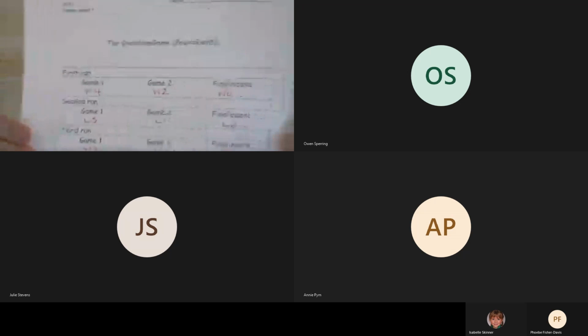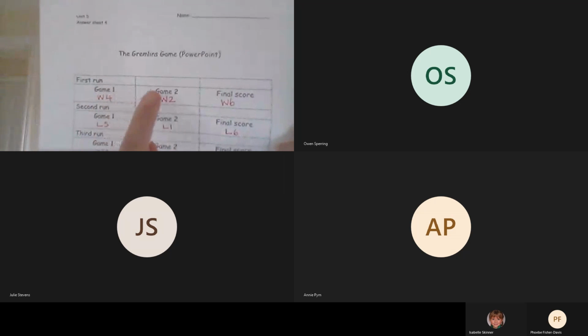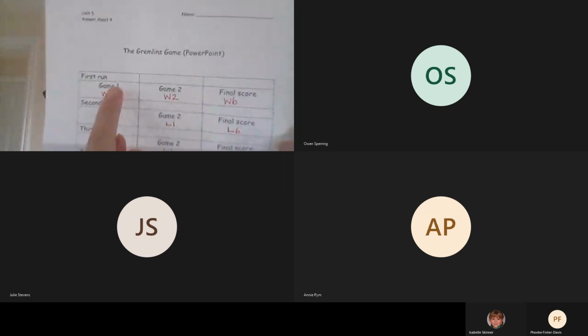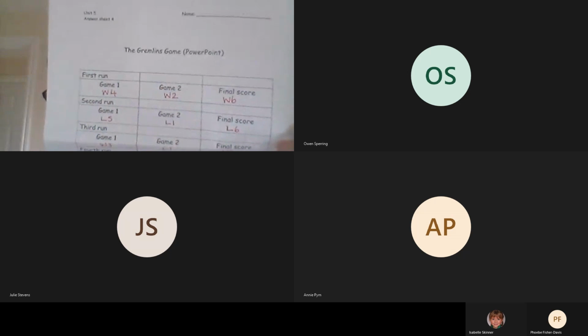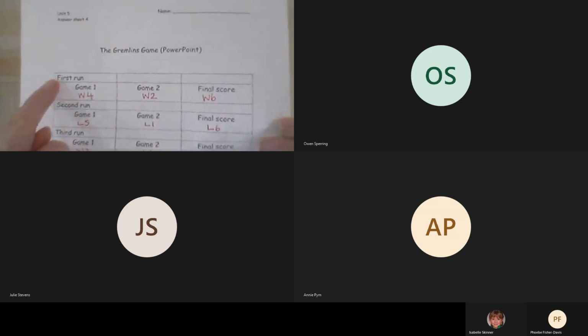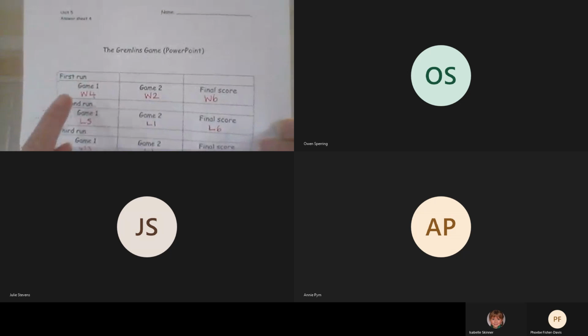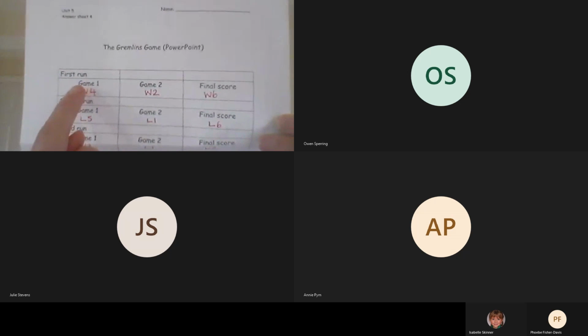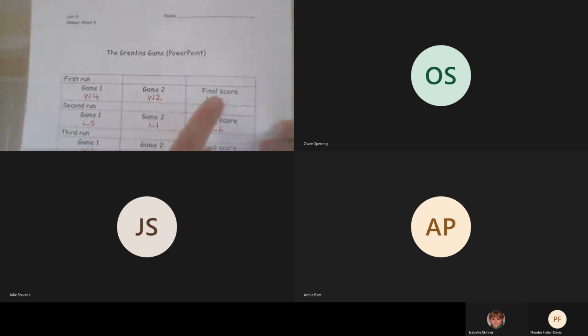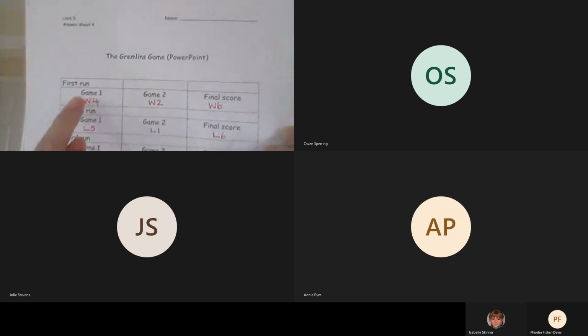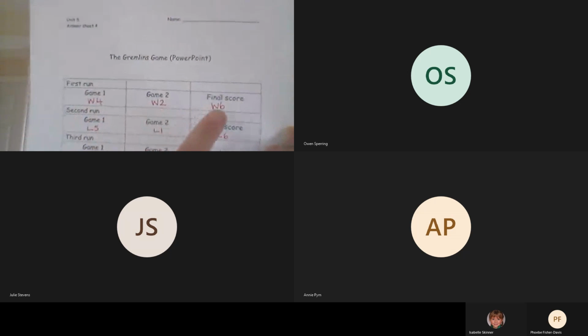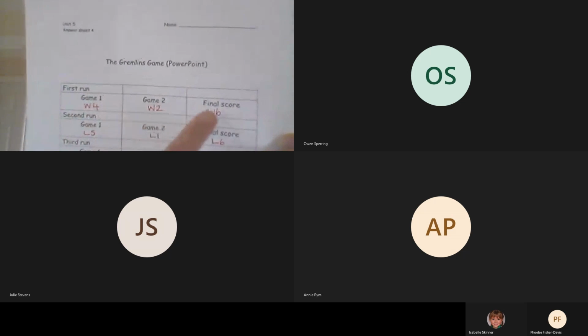All you need is a chart with just spaces on it where you can write down how many have been won and how many have been lost. So you'll see it says first run, that's just the first round. And then you just need 3 little spaces, game 1, game 2, and a final score space. And you can see that I've already started writing down. I'll tell you how to do that when you see the game.